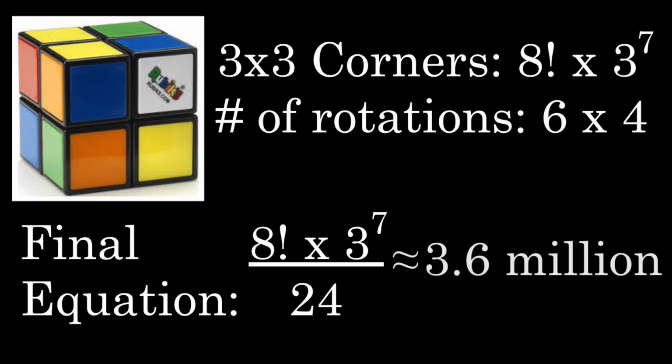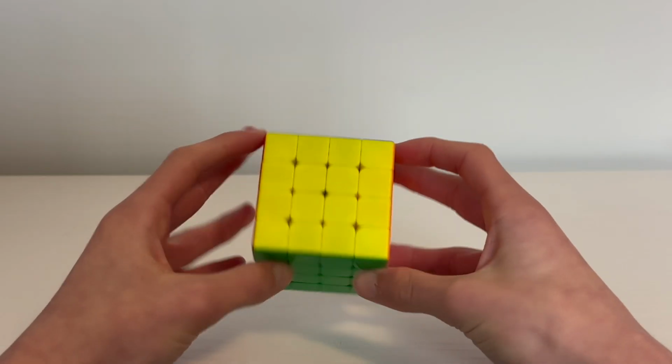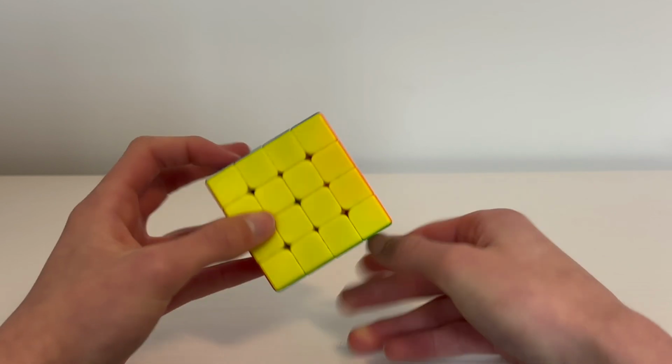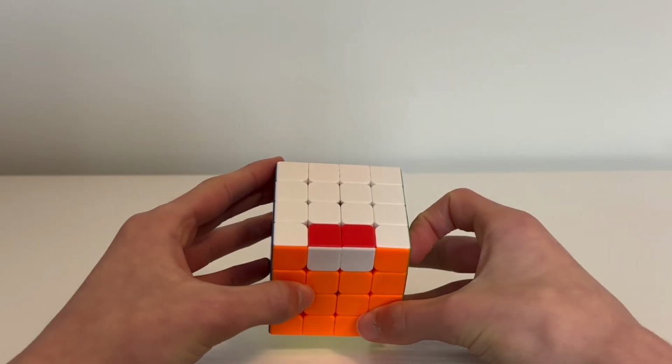Now what if we go up? Let's take a look at the 4x4 Rubik's Cube. This has many more pieces than a 3x3, and it has 2 parities. How would we do this?